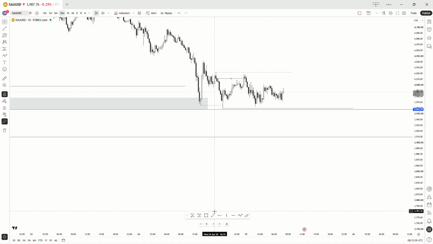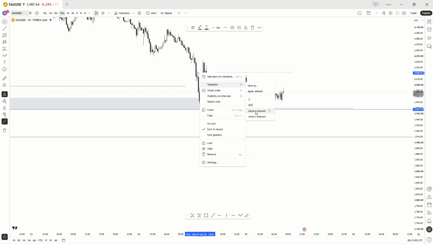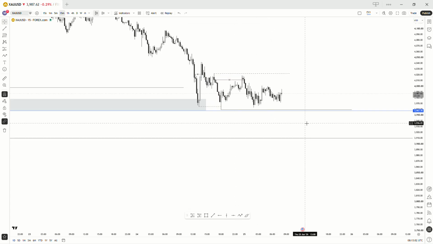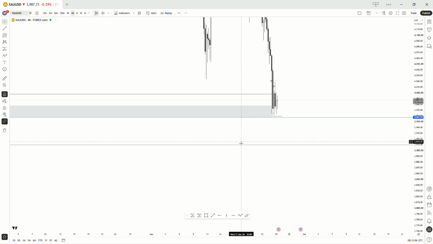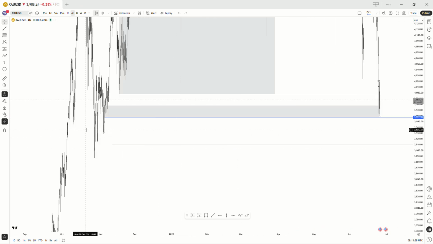Right now what we can see on price is that with the mitigation that happened over here, we've seen a move to the upside that has trapped these sellers and induced buyers. With buyers induced, we would like to see it move to the low that it has respected, that we can see on the 4 hour. We have respected these lows to our left.